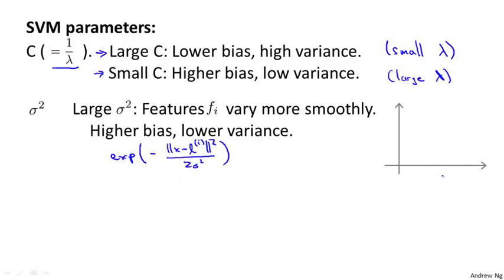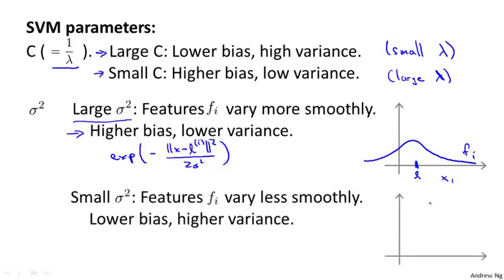In this 1D example, if I have only one feature x1, and I have a landmark at that location, if sigma squared is large, then the Gaussian kernel will tend to fall off relatively slowly. So this would be my feature f_i, and it would be a smoother function that varies more smoothly, and so this will give me a hypothesis with higher bias and lower variance. Because the Gaussian kernel falls off smoothly, you tend to get a hypothesis that varies slowly, or very smoothly, as you change the input x.